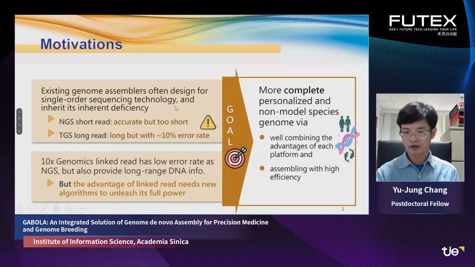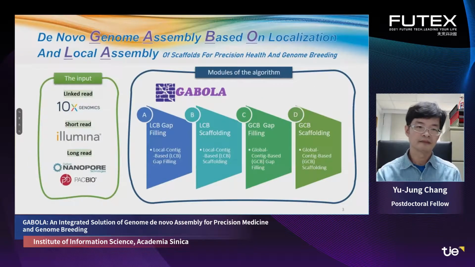Our goal is to achieve more complete, personalized, and non-model genomes while combining the advantages of each platform and assembling with high efficiency. Our method is named GABOLA, de novo genome assembly based on localization and local assembly of scaffold for precision health and genome breeding. The input data includes 10x Genomics linked reads, Illumina short reads, and long reads, for example, Nanopore and PacBio. There are four main modules of the algorithm: local context-based filling, local context-based scaffolding, global context-based filling, and global context-based scaffolding.